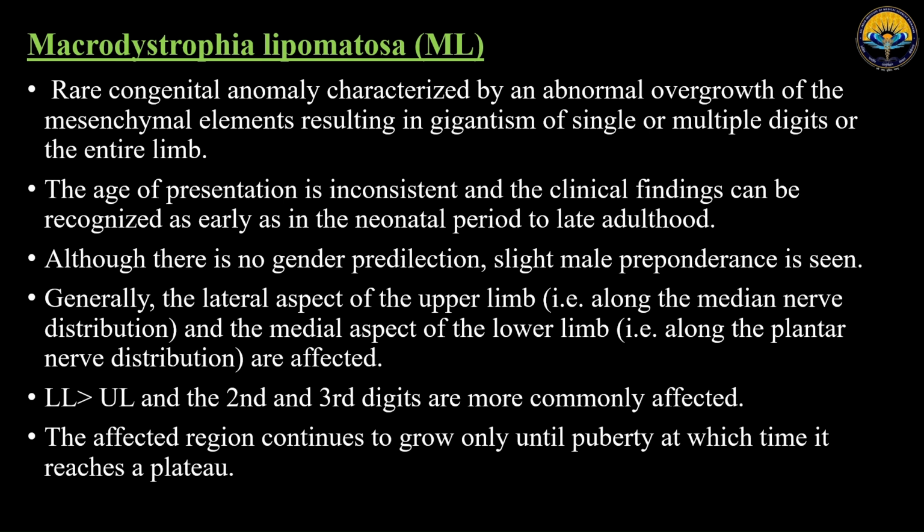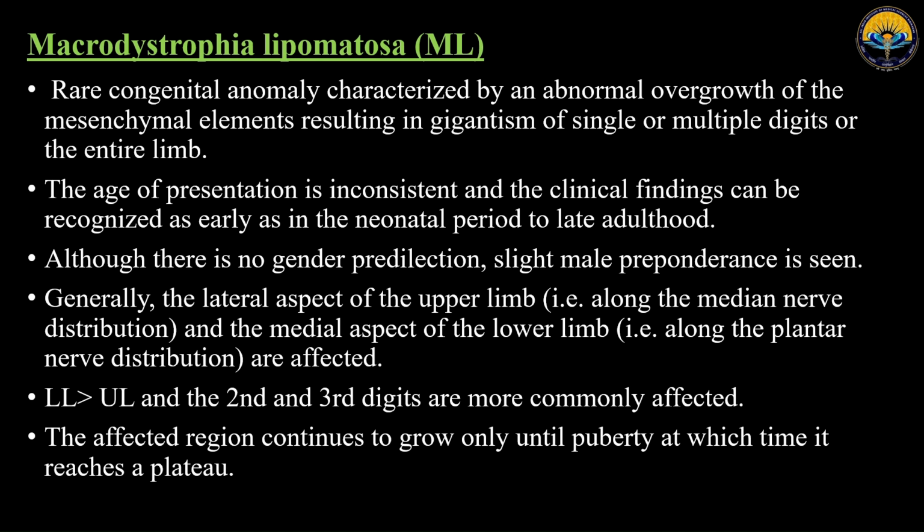Macrodystrophia lipomatosa is a rare congenital anomaly characterized by abnormal overgrowth of the mesenchymal elements resulting in gigantism of single or multiple digits or of the entire limb. The age of presentation is inconsistent and the clinical findings can be recognized as early as in the neonatal period to late adulthood. Although there is no gender predilection, slight male preponderance is seen.